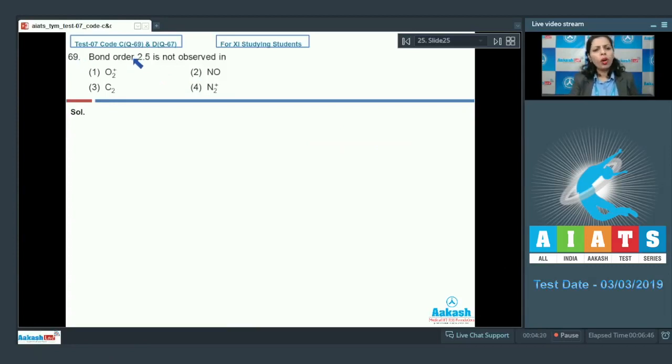Question number 69. Bond order 2.5 is not observed in. We have different species given here. O2 positive: in this case, the bond order is 2.5 because we know that bond order is half of the bonding electrons minus antibonding electrons. Further, in case of NO, the bond order is also 2.5. But if I talk about C2, bond order is 2 only. Now, if I talk about N2 positive, the bond order is also 2.5. So only one species, that is C2, has a bond order that is not 2.5, it is 2, and that's why the correct answer becomes option 3.